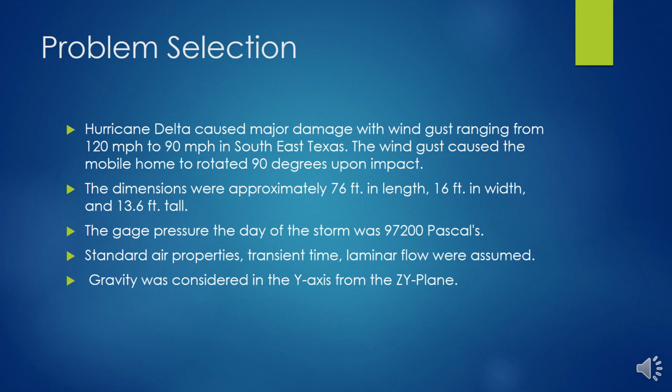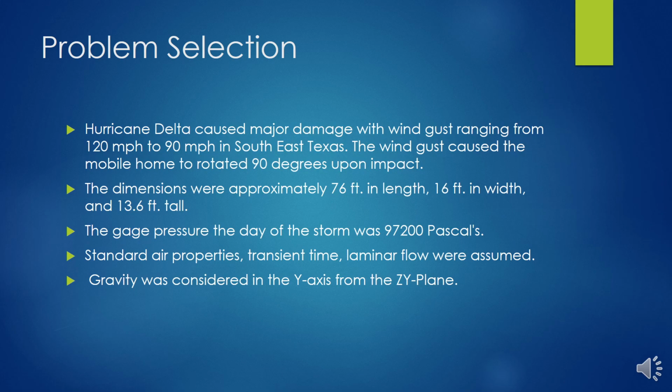My problem selection is a CFD analysis on a 3D mobile home. I got this idea from Hurricane Delta, causing some damage to one of my neighbors from the strong wind gusts that were ranging from 120 miles an hour to 90 miles an hour. And it actually caused his mobile home to rotate 90 degrees, basically on its side.